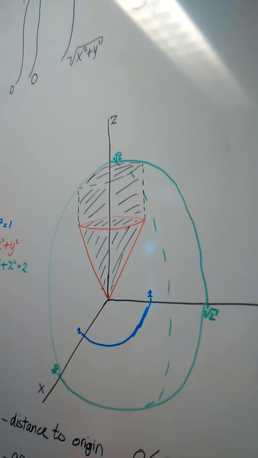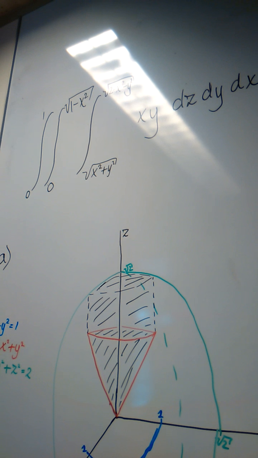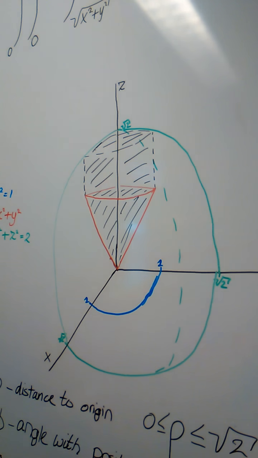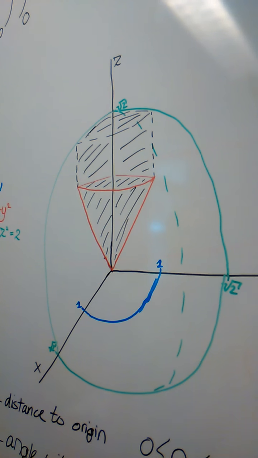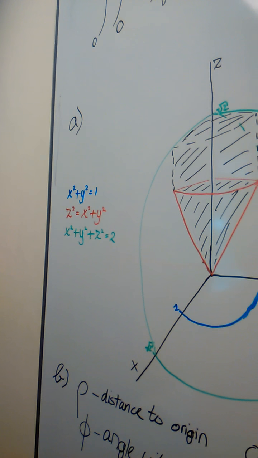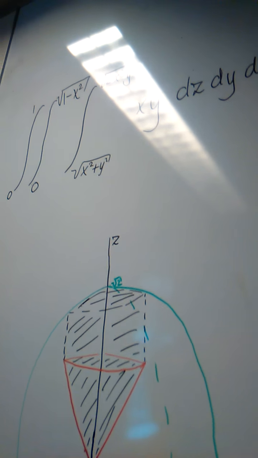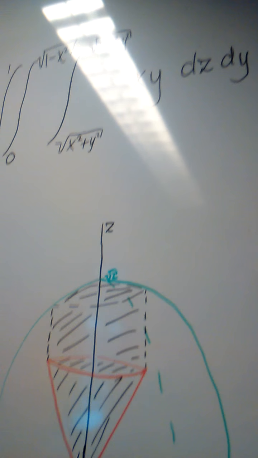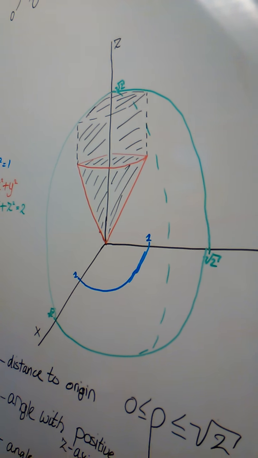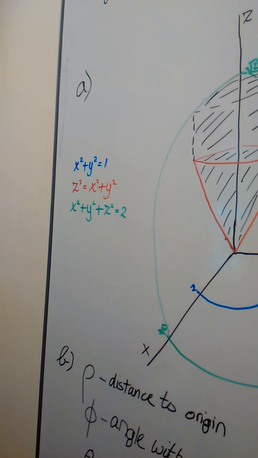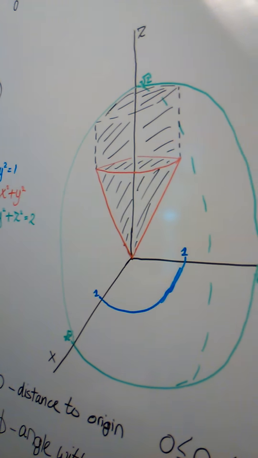1. Then the lower bound of z is the square root of x squared plus y squared, which will form a cone, the red one here, with the formula z squared is x squared plus y squared, and the upper bound is the square root of 2 minus x squared minus y squared, which is the green sphere here, with the formula x squared plus y squared plus z squared equals 2.